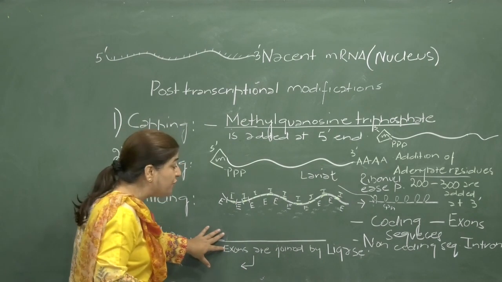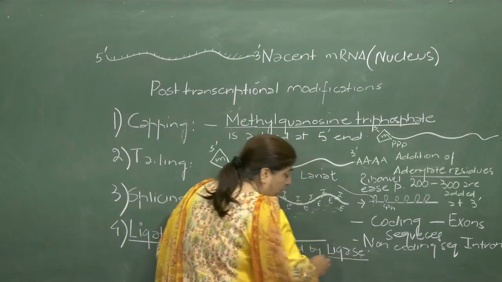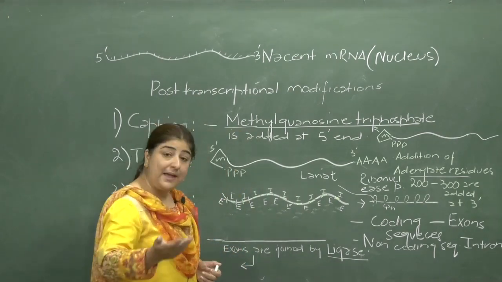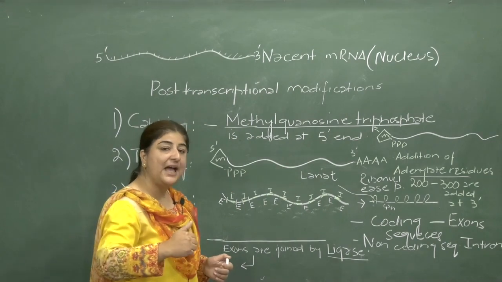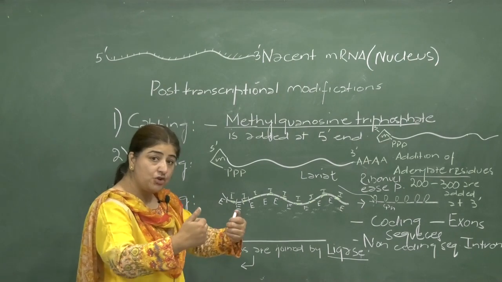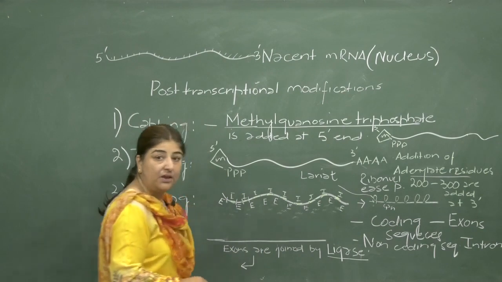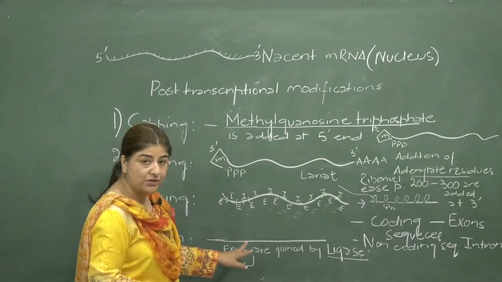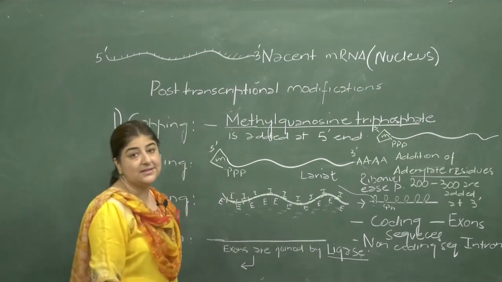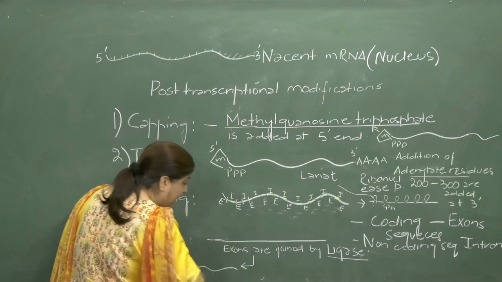This process of ligation, the filling of the gaps, is done by an enzyme. Here an enzyme is used that fills the gaps, or joins the two exons. That enzyme is known as ligase. Ligase helps in joining the two exons. Once these exons are joined, a functional mRNA transcript is formed.